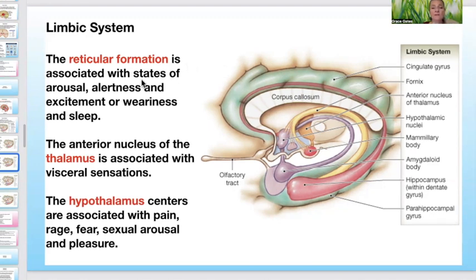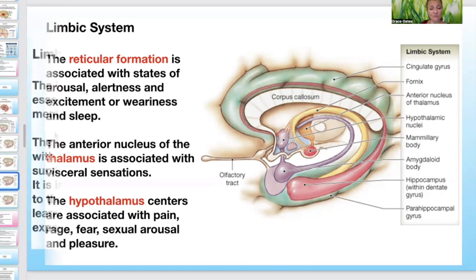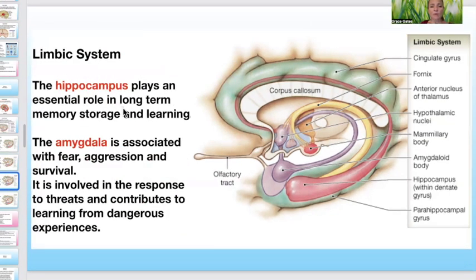because the reticular formation is associated with states of arousal, alertness and excitement, or weariness and sleep. The anterior nucleus of the thalamus is associated with visceral sensations. The hypothalamus centers that are part of the limbic system are associated with pain, rage, fear, sexual arousal, and pleasure. The hippocampus plays an essential role in long-term memory storage and learning. And the amygdala is associated with fear, aggression, and survival. It's involved in the response to threats and contributes to learning from dangerous experiences.